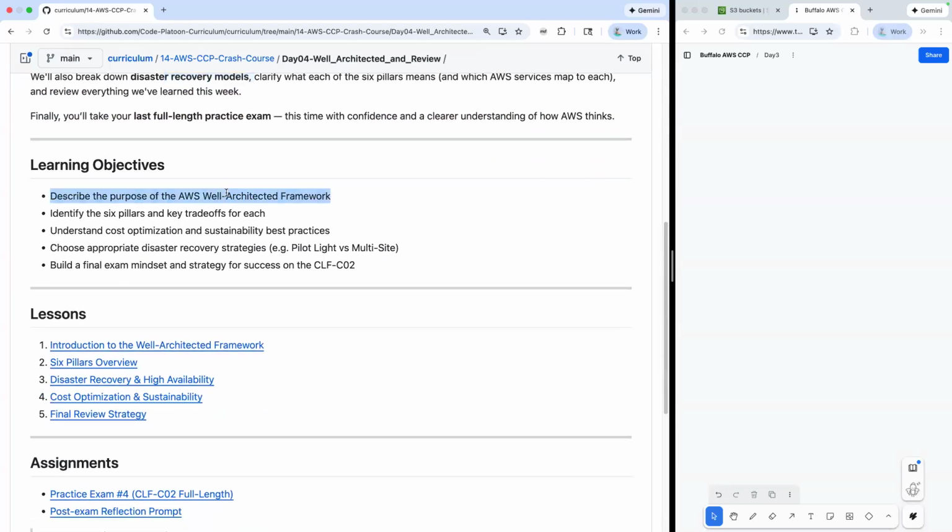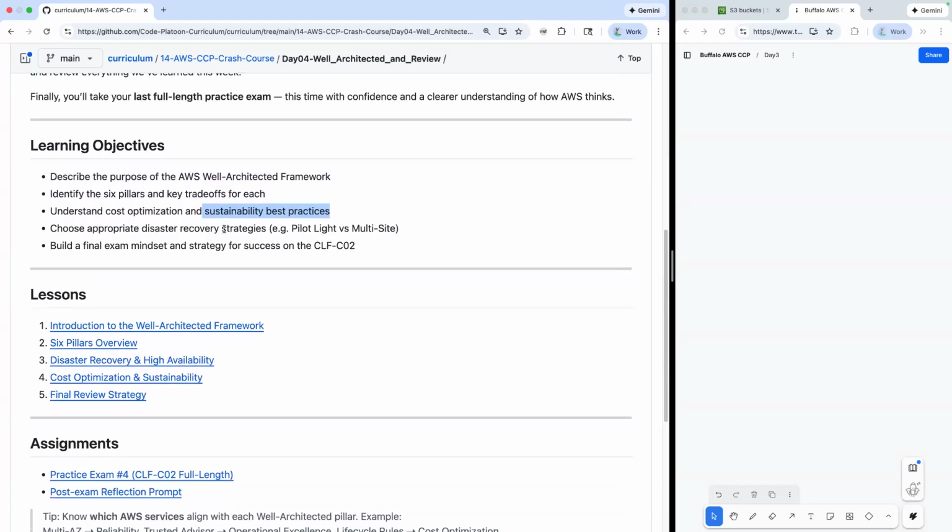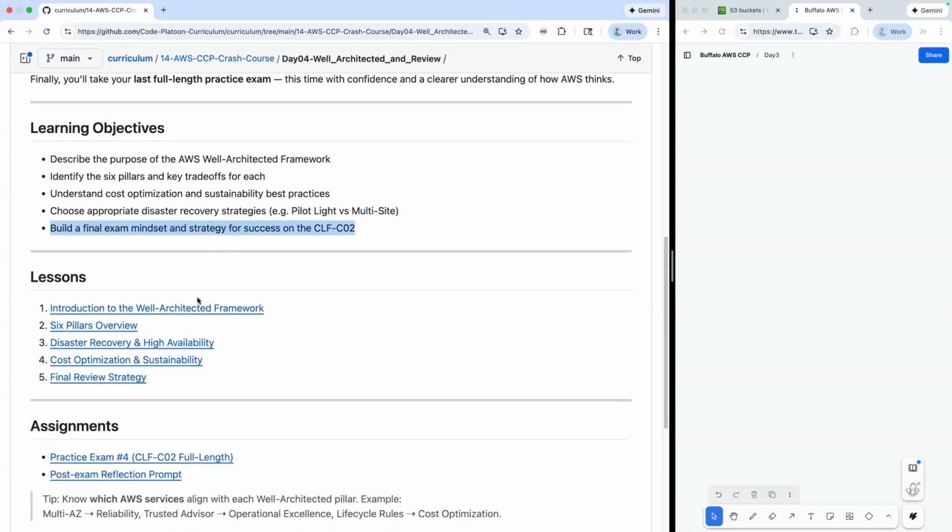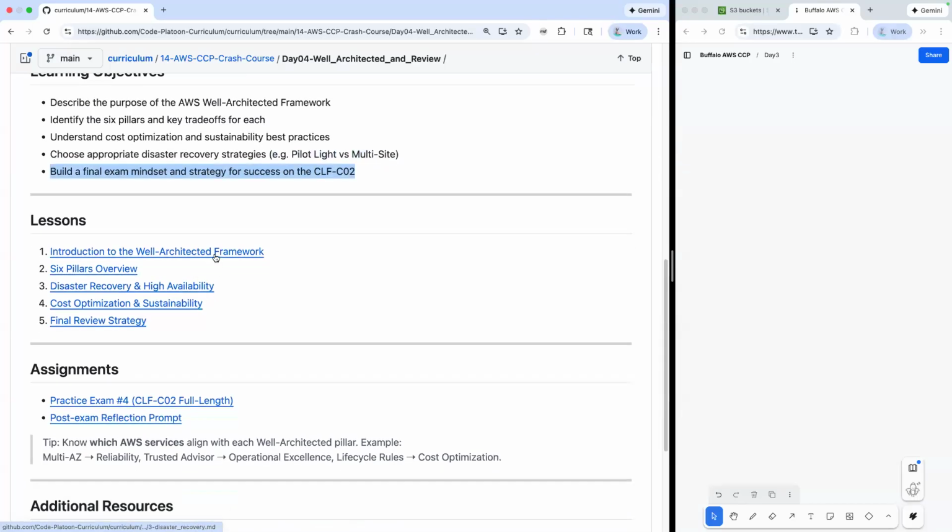So the well-architected framework is a big part of this test. They have something they call the six pillars. There's trade-offs. It relates to cost optimization. It relates to environmental sustainability for cloud workloads. And then there's a little bit about disaster recovery strategies. It's a lot of interesting stuff here, but we're just going to scratch the surface and learn some basic approaches, such as the pilot light strategy versus the multi-site strategy. We will talk a little bit about the final exam mindset as well. So let's go ahead and dive on in here.